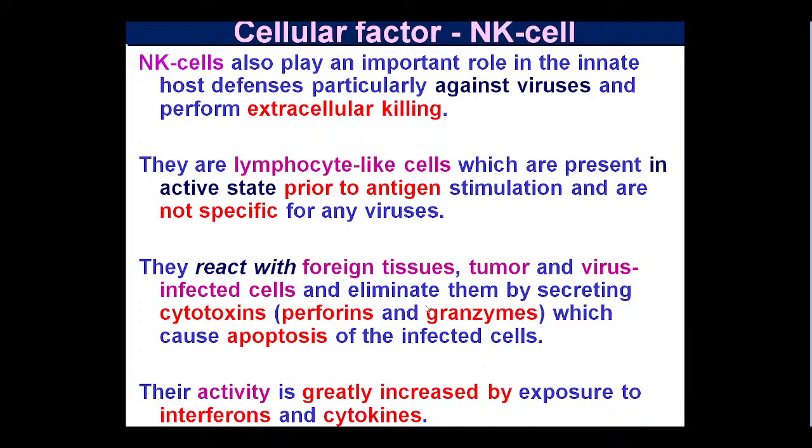Natural killer cells don't engulf bacteria, but they kill bacteria- or virus-infected cells by extracellular killing. They are lymphocyte-like cells which are present in an active state prior to antigen stimulation and are not specific for antigens. Natural killer cells kill infected cells by secretion of perforins and granzymes. Perforins are substances causing perforations in the cell membrane, and granzymes pass through this membrane through these perforations, causing hydrolytic destruction of the internal structures of the infected cells. The activity is greatly increased by exposure to interferons and cytokines.